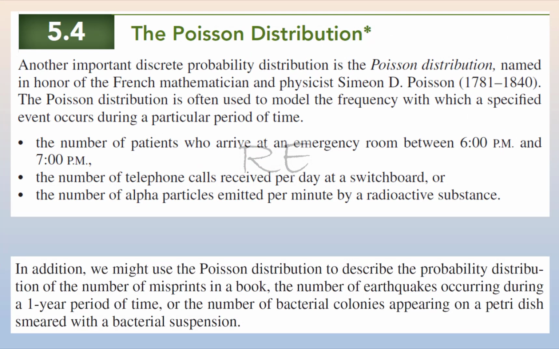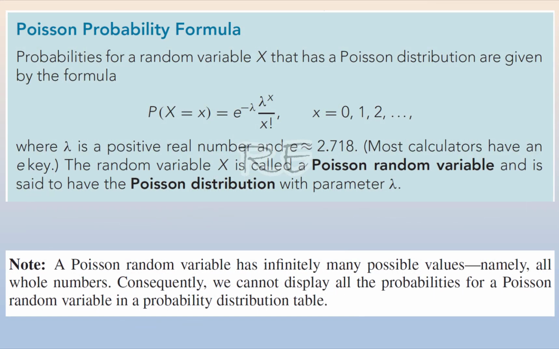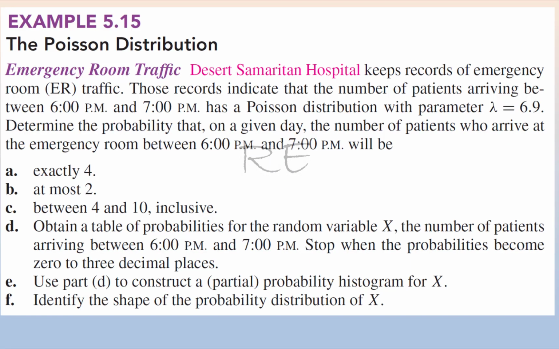Number of patients who arrive at an emergency room between 6 and 7. Number of phone calls per day at a switchboard. These are examples of events that can be modeled upon a Poisson distribution. Remember that the x is discrete, therefore x will have an integer value.